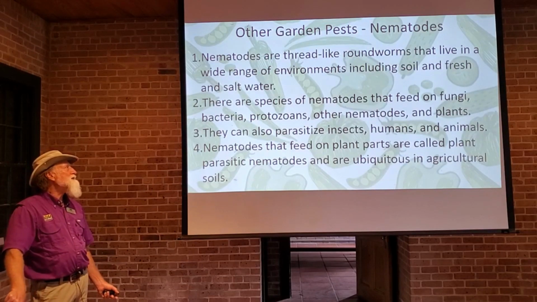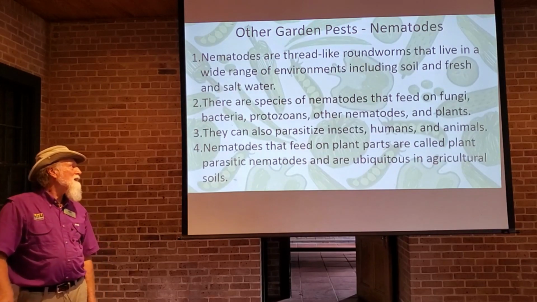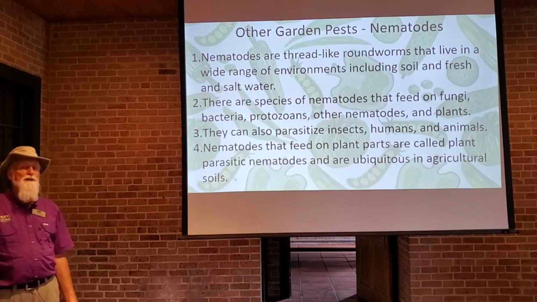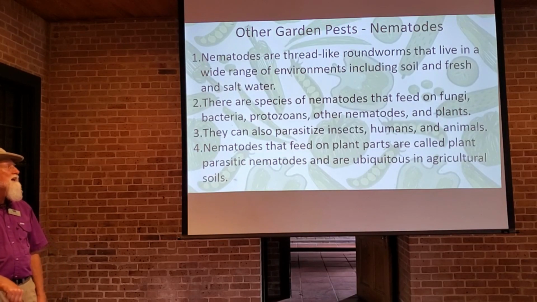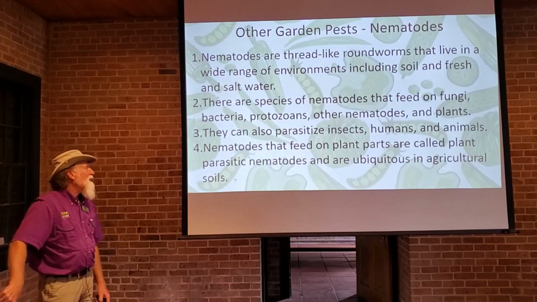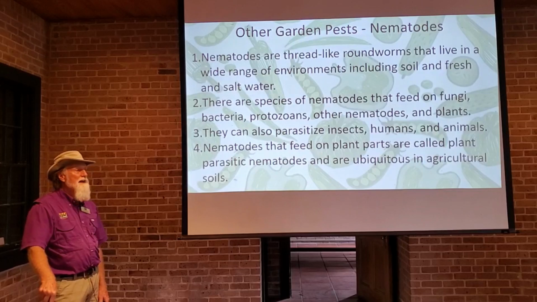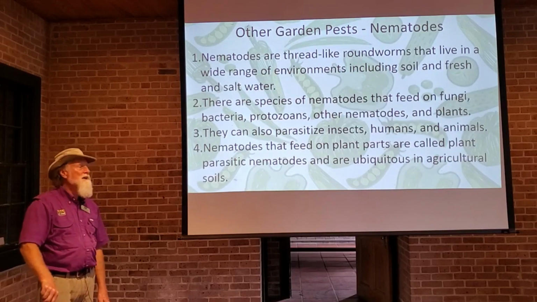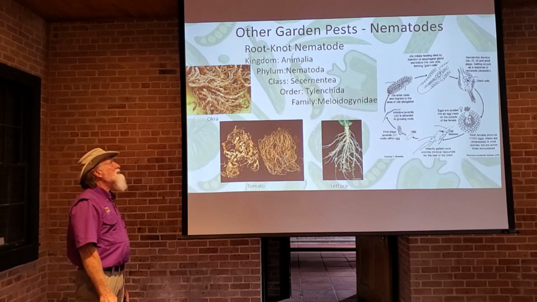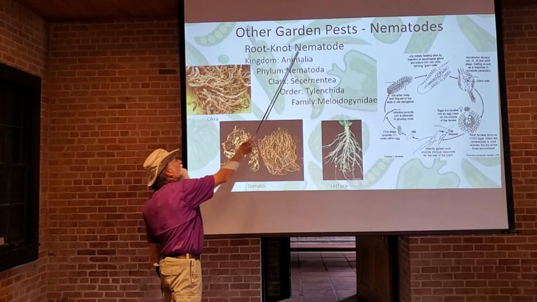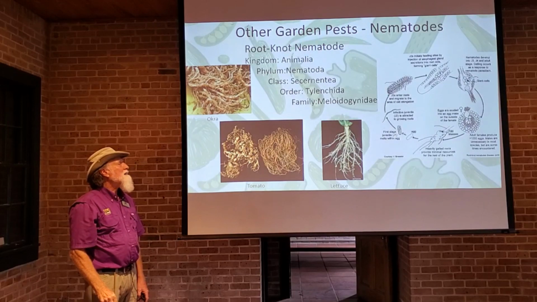And there are species of nematodes that feed on fungi, they feed on bacteria, they feed on small animals like protozoans, they will feed on other nematodes, and then there are the plant feeding nematodes, which are the ones that cause damage to our gardens. Nematodes that feed on plants are called the plant parasitic nematodes, and they are in all agricultural soils in one form or another. The most common one that we're going to see as gardeners is the root knot nematode. This is one that is pretty recognizable and pretty ubiquitous.